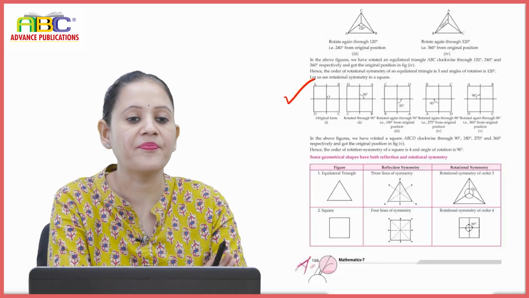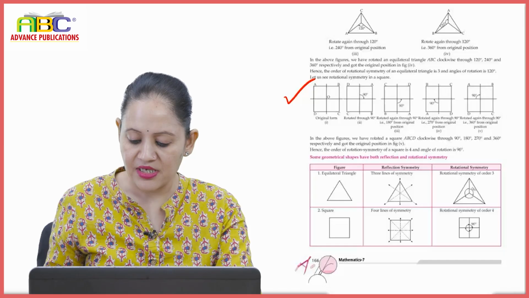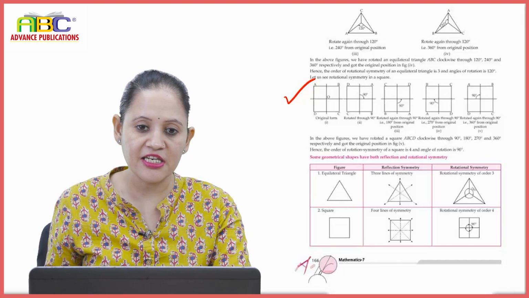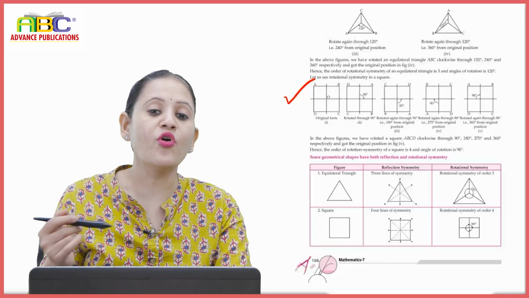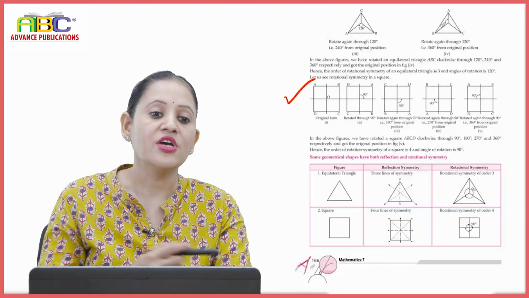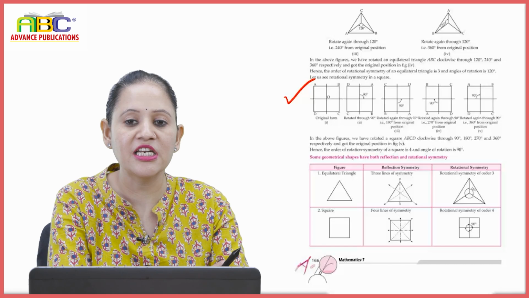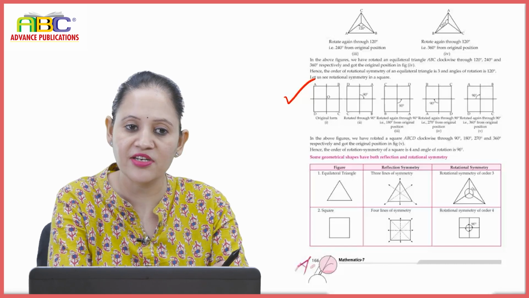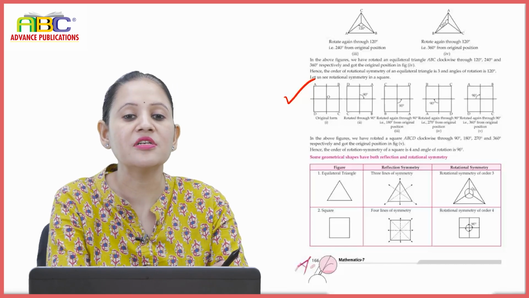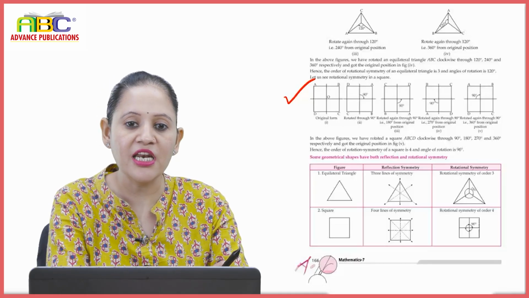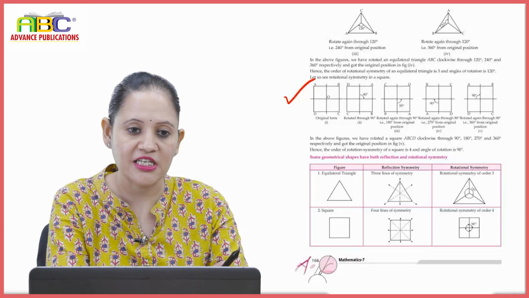If we talk about the square, this is the original form. Now we'll rotate it 90 degrees. Again 90 degrees, 90 degrees, 90 degrees. So 4 times it's coming into the original position. So in the above figure, we have rotated the square ABCD in the clockwise direction 90 degrees, 180 degrees, 270 and 360 degrees respectively to get the original position. Hence, the order of rotational symmetry in a square is 4 and the angle will be 90 degrees.